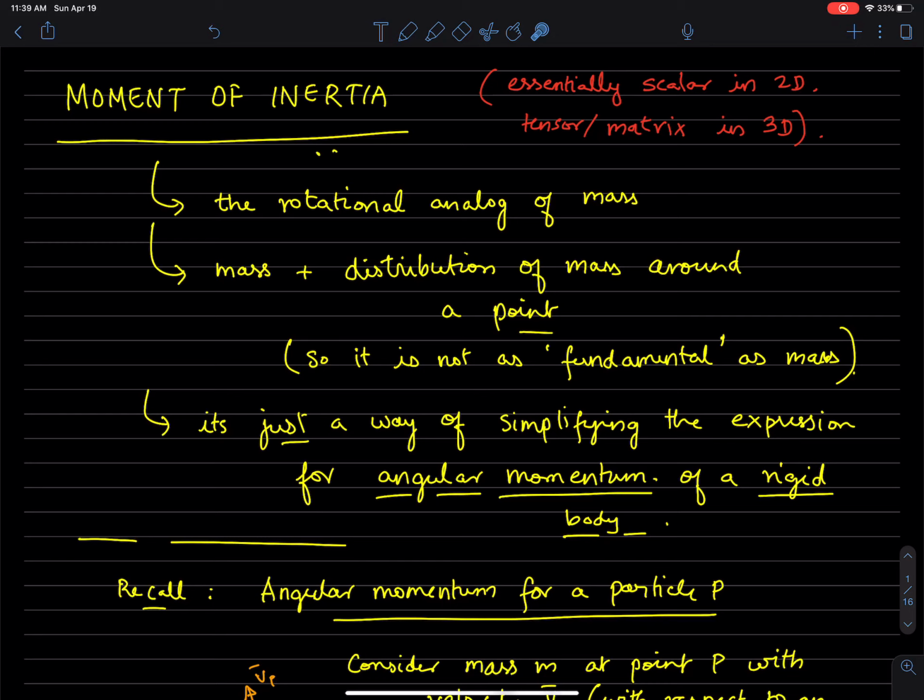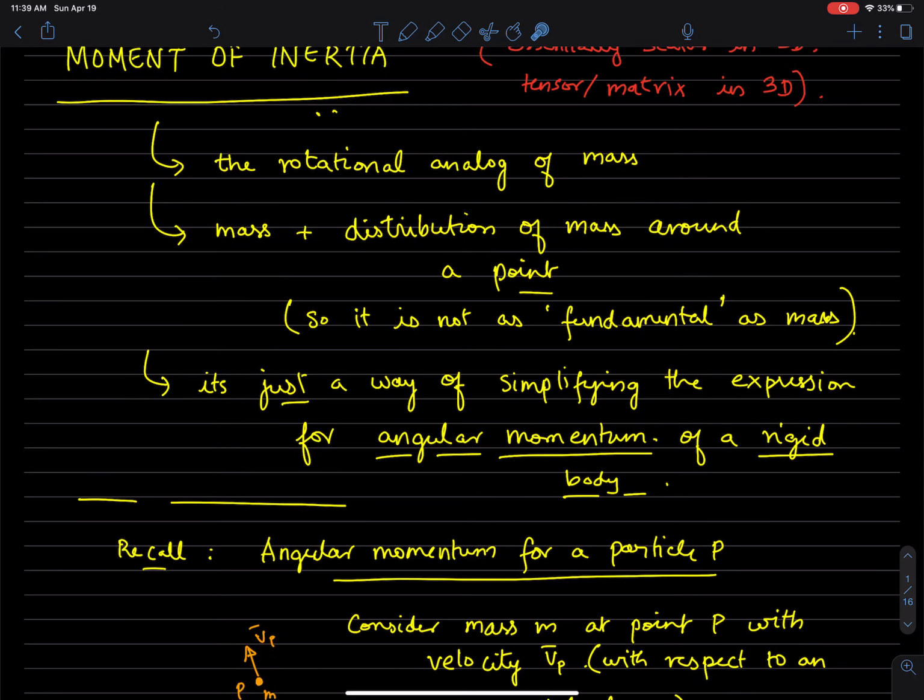Okay, so what is moment of inertia? Just to recap, it's the rotational analog of mass. Moment of inertia includes mass, but also the distribution of mass around a particular point. So in that sense, it's not as fundamental as mass. Mass is sort of a fundamental physical quantity. Moment of inertia is a derived quantity that takes into account the mass distribution around a point.